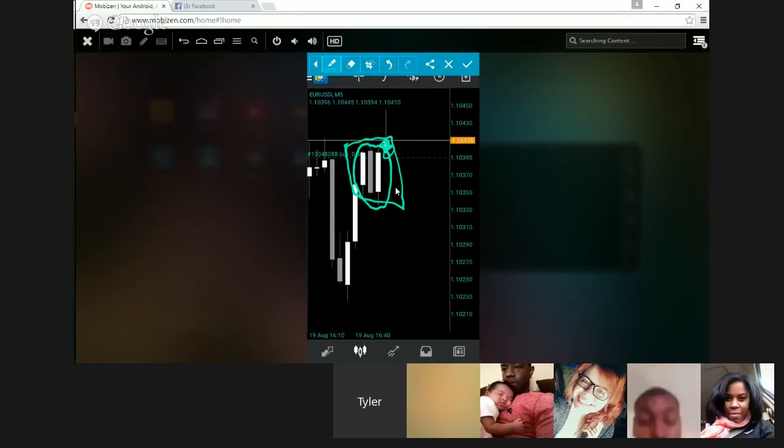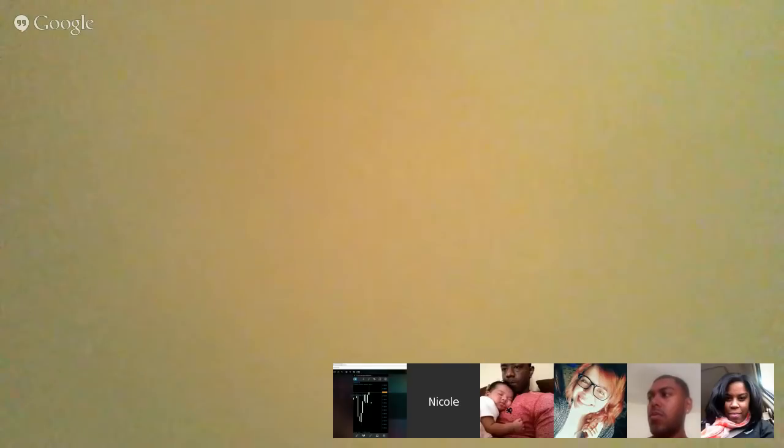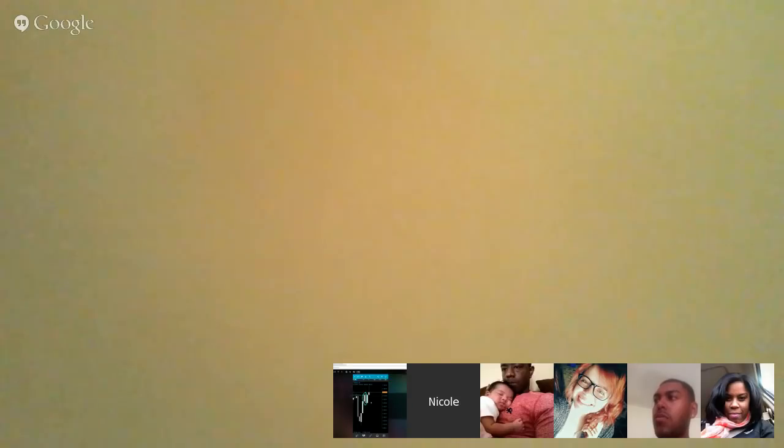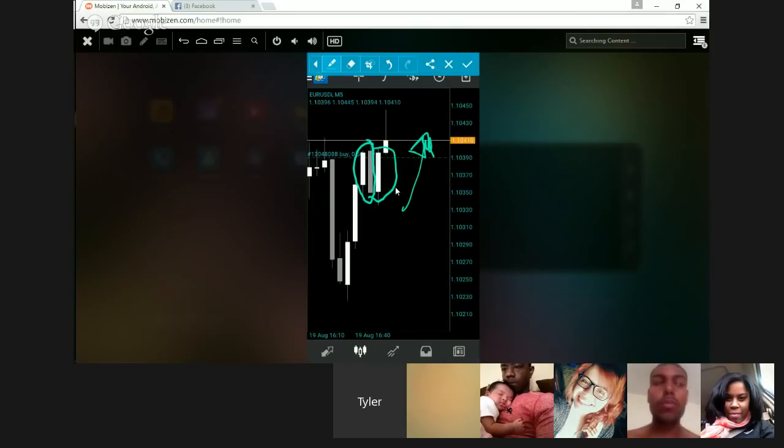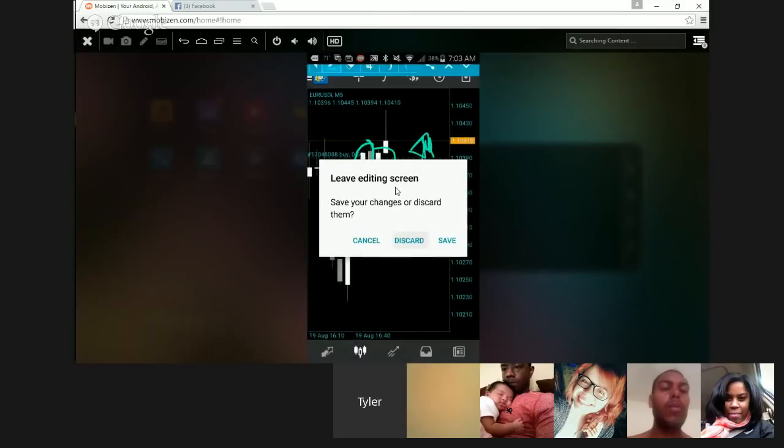When you see it, usually it means it's a continuation. I'll show you. Let's say this was engulfing, then the next candle over will be a piercing line, and then it'll turn into that. So, it's back down again.